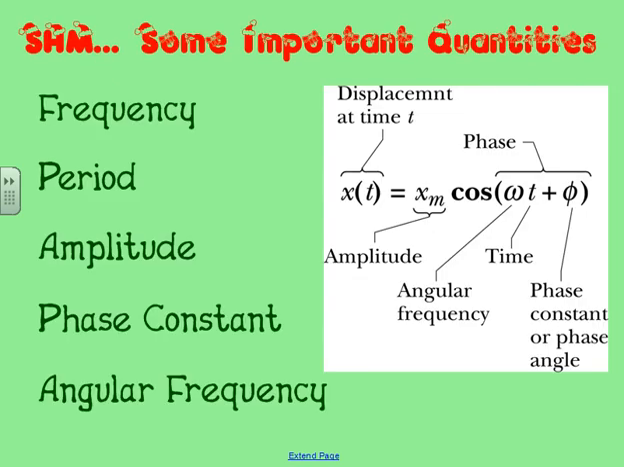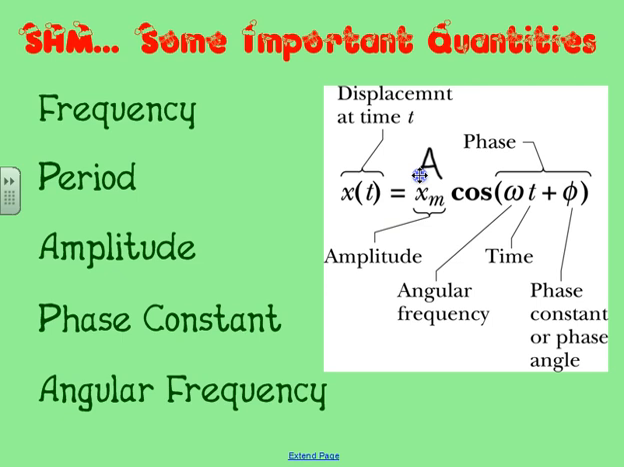The first portion, x of t, gives us the displacement at a specific time. x sub m is the amplitude, the furthest away our object gets from equilibrium. Some textbooks also use a capital A in place of this x sub m. You can memorize it either as A cosine of omega t plus phi or x sub m cosine of omega t plus phi. Either is fine.